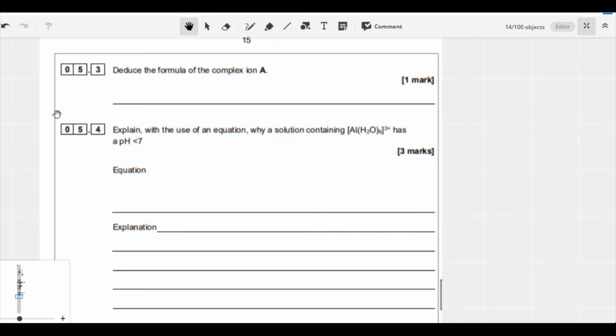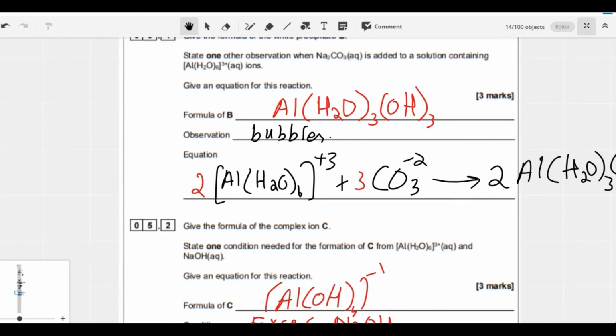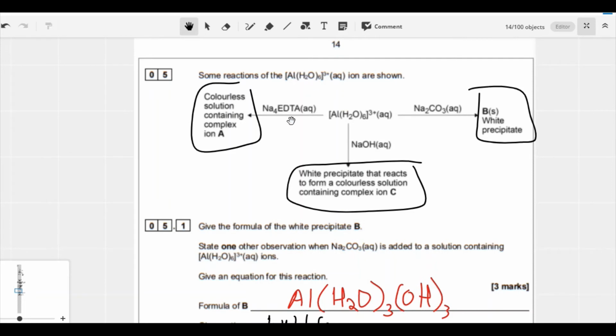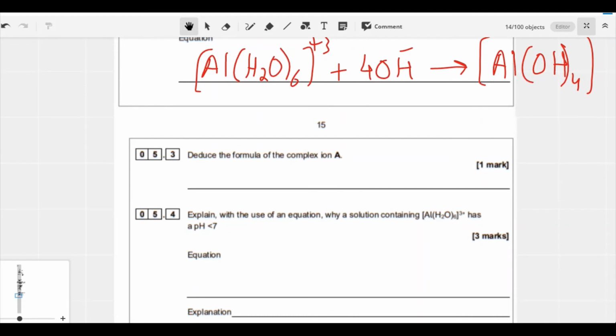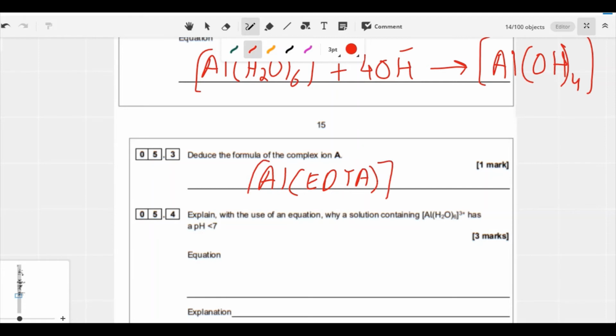Okay, now the next one, deduce the formula of complex ion A. So there is complex Y because the EDTA is used, I think so here, yes. Here the 4 sodiums are combining with the EDTA, so there should be use of aluminum. Aluminum will displace the EDTA, but the aluminum charge is +3, and here there are 4 sodiums used, so you can write Al, aluminum and EDTA, and overall the charge will be -1.